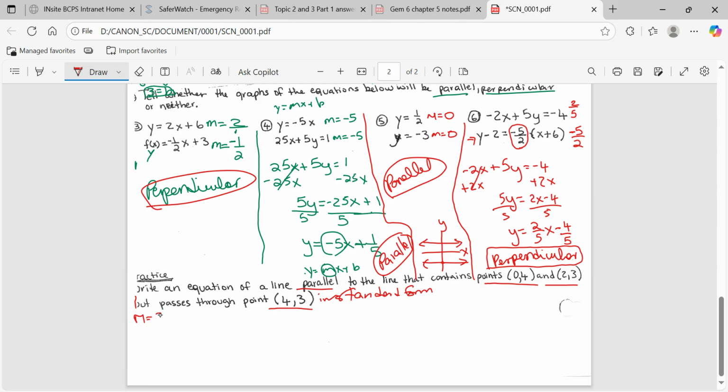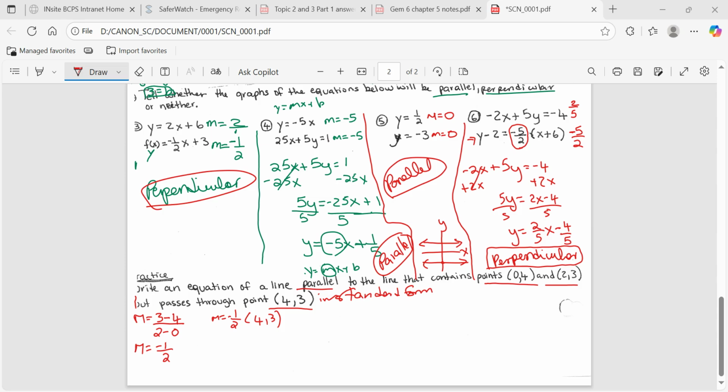y2 minus y1 divided by x2 minus x1. So the slope is -1 divided by 2. So my slope is -1/2. Because the equation of the line is parallel to this, I don't need to change it. This is the slope I'm using. So now I know my slope, which is -1/2, and the point I'm using is (4, 3). You could do 2 things. You could go to point slope form, or you could go to slope intercept form. Doesn't matter. You'll have to decide.